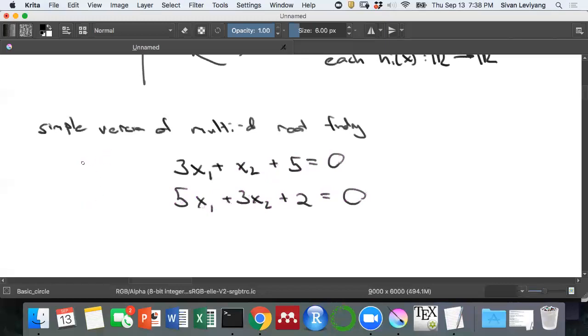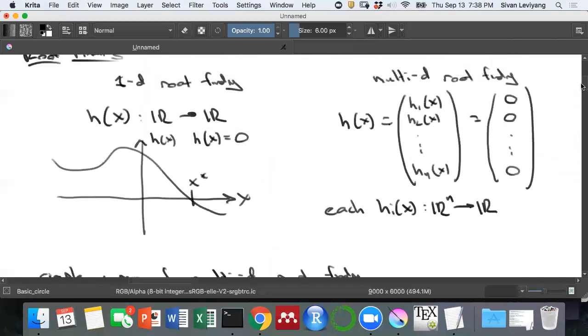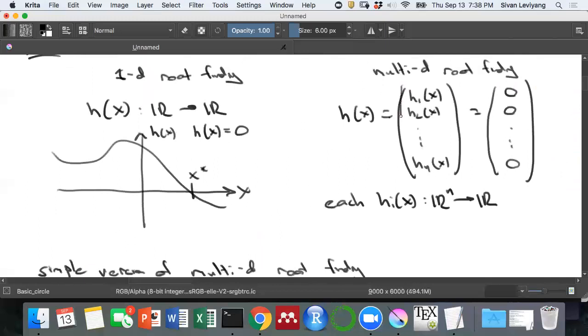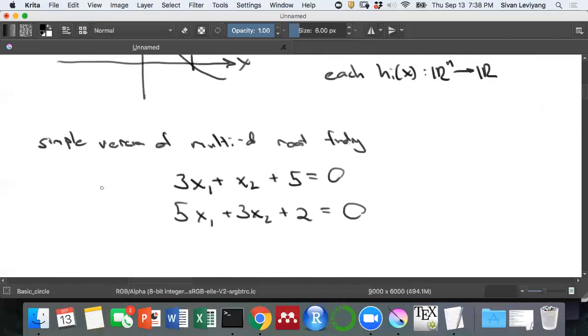Because what I can do, just reminding you up top here of the notation, is collect two functions that represent those two equations. So I'm going to let what's on the left of that equal be h1 of x. So h1 of x is 3x1 plus x2 plus 5. And let h2 of x be this other one, 5x1 plus 3x2 plus 2. And then this becomes equivalent.